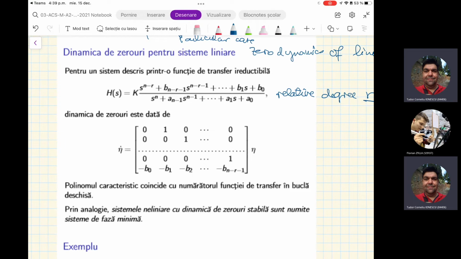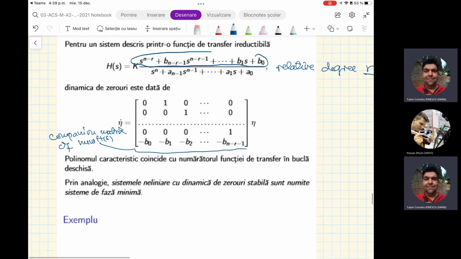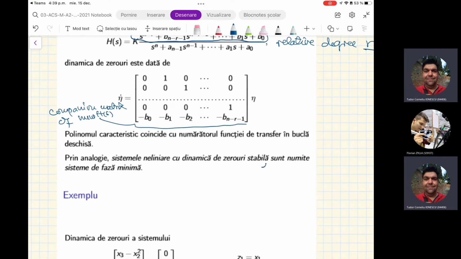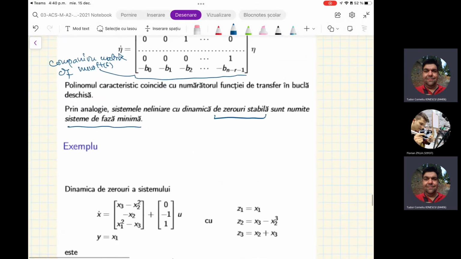The characteristic polynomial corresponds to the numerator polynomial. Look, because this is a companion matrix. This is a companion matrix of the numerator of H(s). I'm writing this like in MATLAB. Okay. Analogously, nonlinear systems with stable zero dynamics are called minimum phase, because when the zeros of a transfer function are stable, and the system is stable, of course, we call this transfer function a minimum phase system.